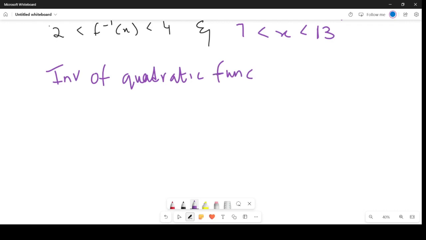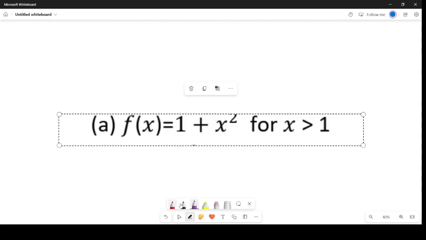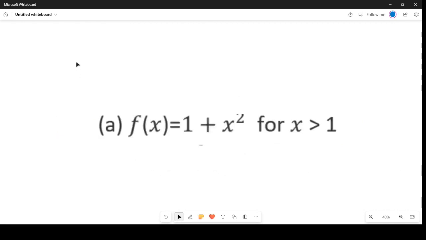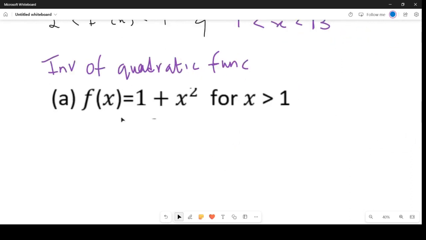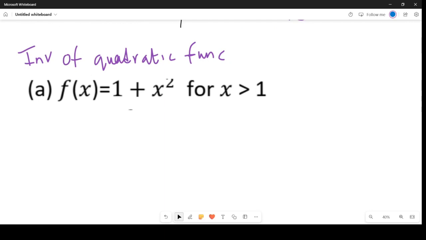Okay, let me give you an example. You have to find the inverse of this function. It's a quadratic function, you have to find its inverse. Miss, we will make y the subject. Yes. So we get y minus 1 squared equals root x squared. Yes.